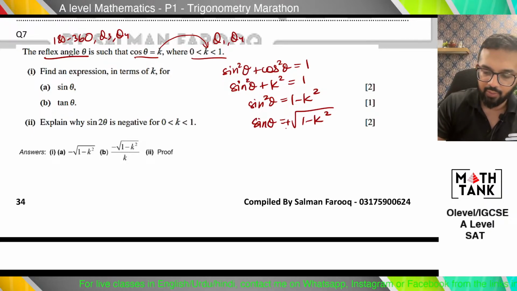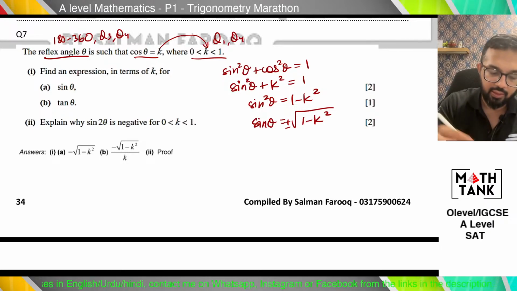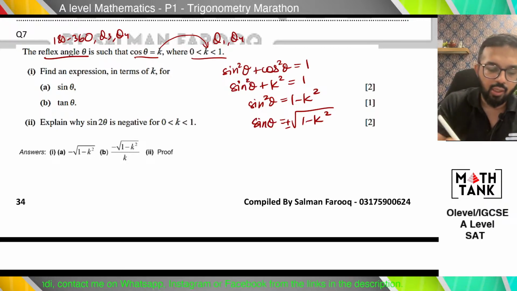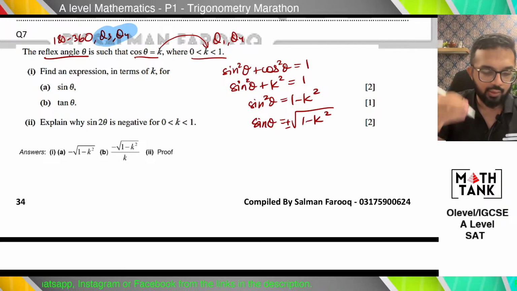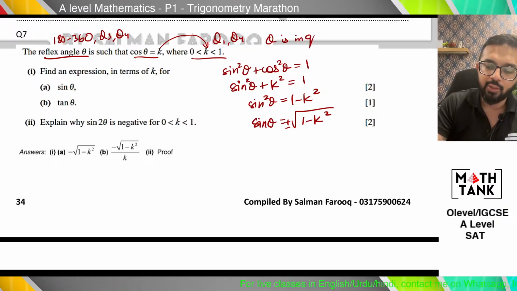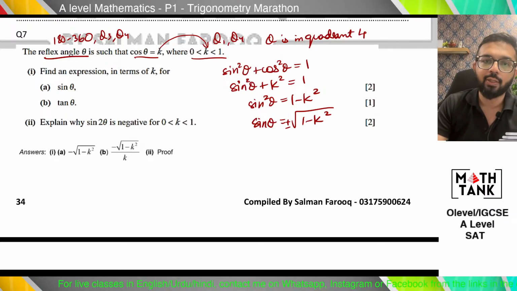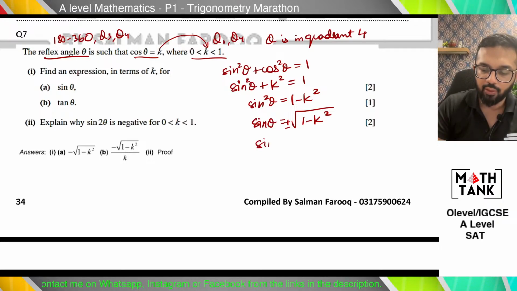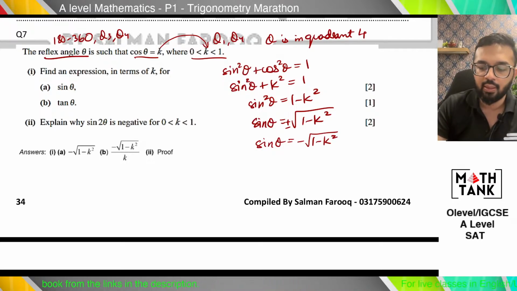Now I have to decide whether I want to put a plus or a minus. So I must go back and figure out what my quadrants are. This could be in either quadrant 3 or 4, and this could be in either quadrant 1 or 4, which makes an overlapping quadrant 4. So I know that theta is in quadrant 4, because in quadrant 4 I have reflex angles, and I also have cos theta as a positive number. In quadrant 4, sine is negative, therefore it's minus root of 1 minus k squared. I will discard the positive answer because I am in quadrant 4.